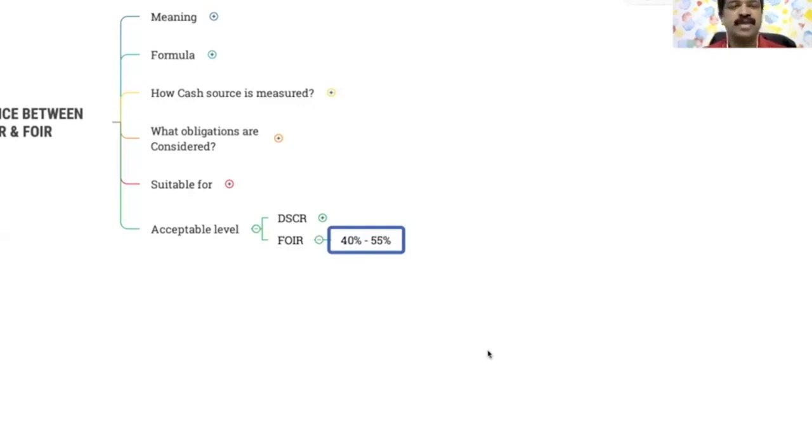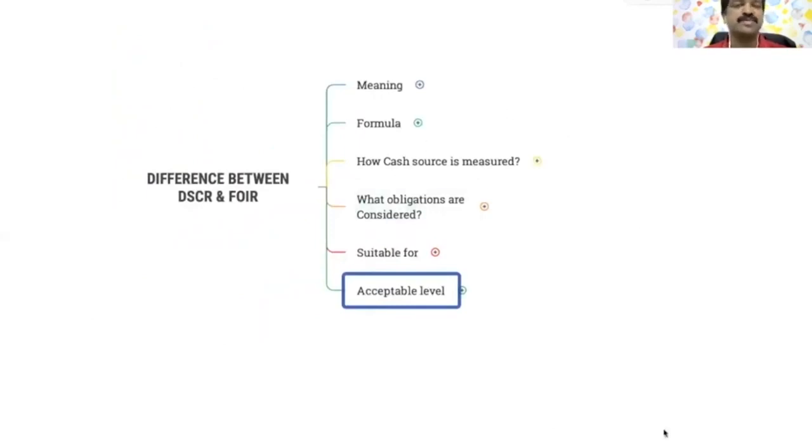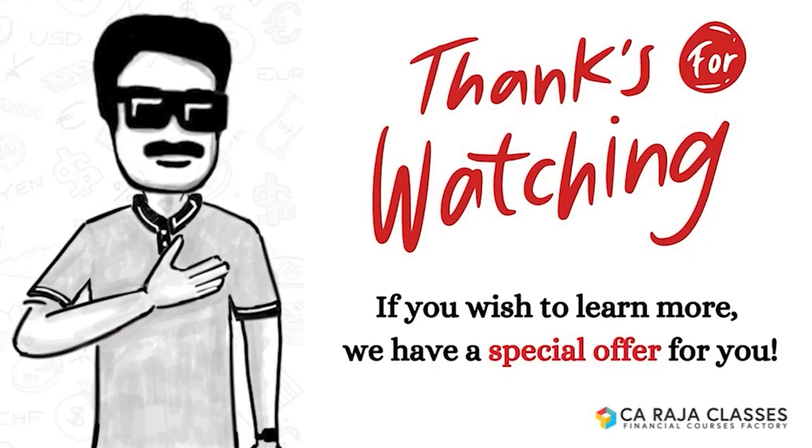But on the other side, if FOIR is much below, say somewhere like below 40%, it indicates they have much more repayment capacity. Okay, so these are the broader differences. Even other differences can be added, but these are all the differences which I wish to add.